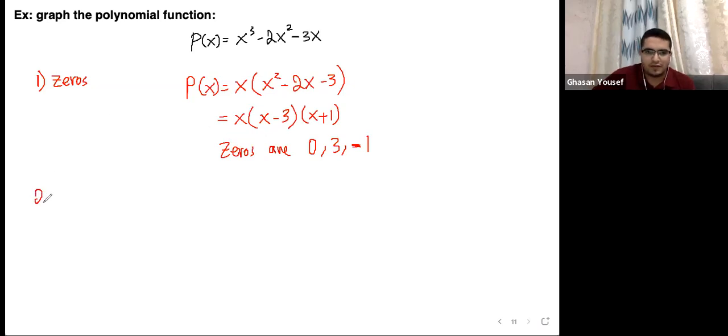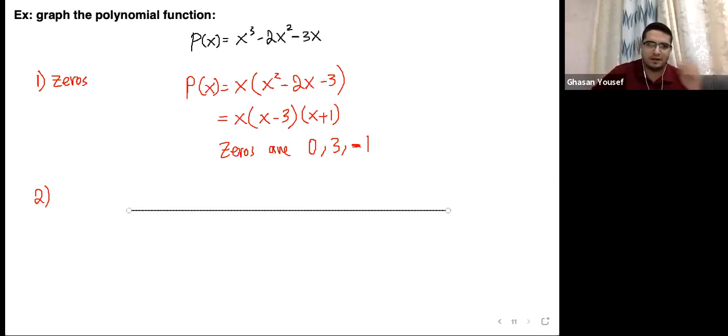So step number 2, we have to find the sign. We have to draw the real line like this, and we have to put the zeros on this real line. So we have minus 1, and 0 and 3. Okay, pick any number greater than 3. 4, for example. Exactly, so let's take the 4.